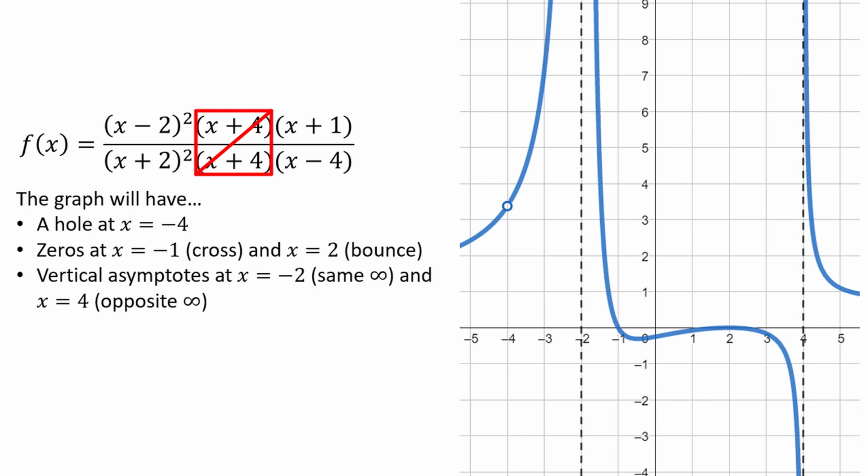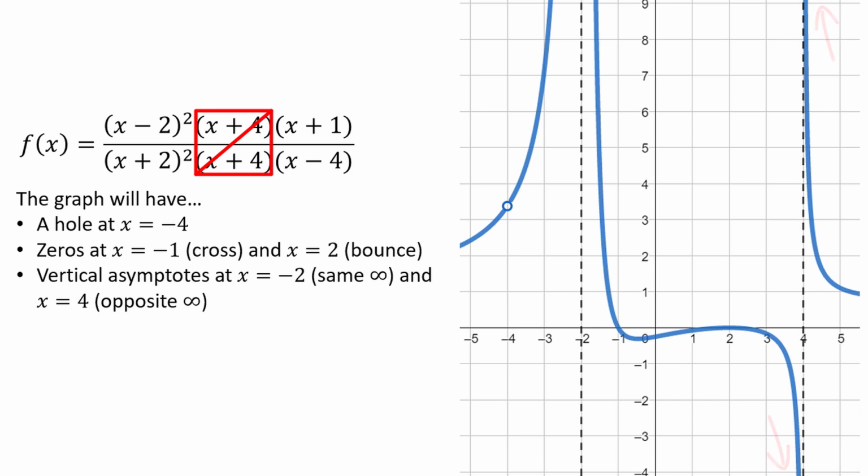Then we can look at our two vertical asymptotes. The first vertical asymptote is at x equals negative 2, which we indicate with a dotted line on the graph. Notice that on either side of the asymptote, the graph approaches positive infinity. We approach the same infinity on either side of the asymptote, positive infinity on both sides, because the factor of x plus 2 has an even multiplicity. The other asymptote at x equals 4 approaches negative infinity from the left and positive infinity from the right. We approach opposite infinities because the multiplicity of x equals 4 is odd.